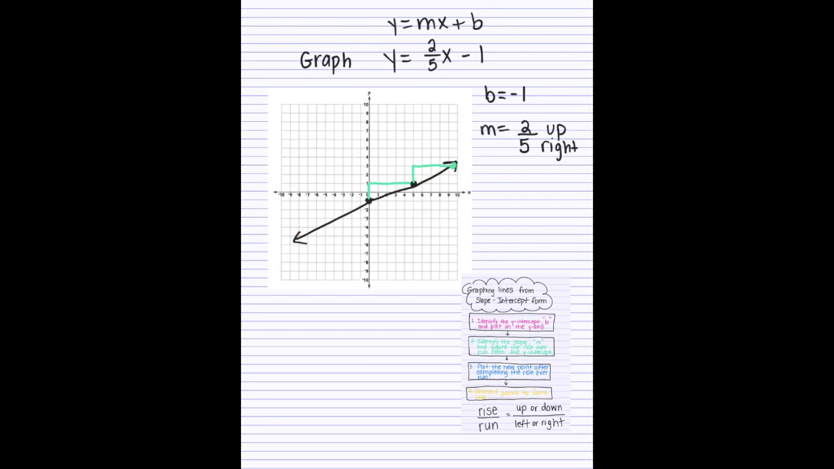So that positive slope, we do have a positive 2 over 5, so that does correlate. So positive 2 over 5, positive slope going up from left to right.